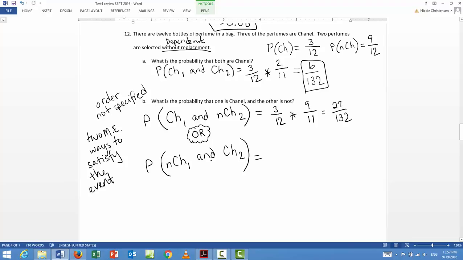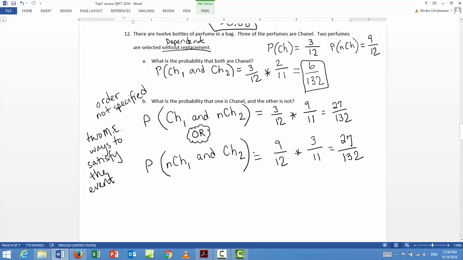Now let's calculate the other way of satisfying the event. The probability of getting non-Chanel first, before we take anything out of the bag, is 9 over 12, and means times. The chance of getting Chanel second: we took a non-Chanel out, so there are still 3 bottles of Chanel in the bag, but the total number of perfumes has gone down to 11. And again, we'll just multiply those across.